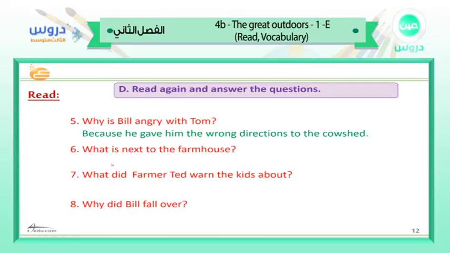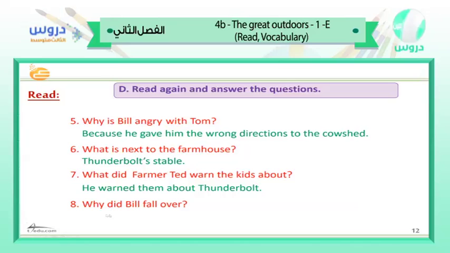What is next to the farmhouse? What turned out to be next to the farmhouse? Thunderbolt's stable. Very good. What did Farmer Ted warn the kids about? About Thunderbolt. He said to avoid him because he's a wild one. He warned them about Thunderbolt. Why did Bill fall over? What happened to Bill? He was kicked by a horse. Very good. Because a horse kicked him. Great job.